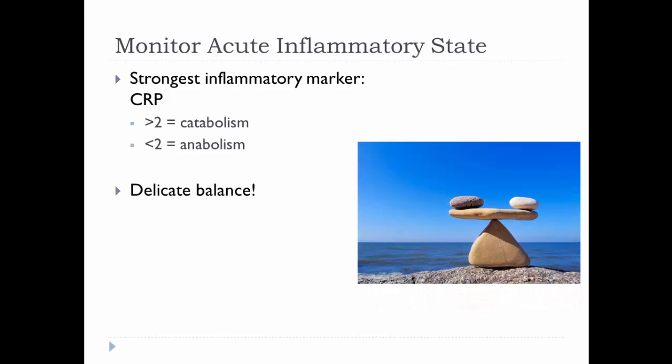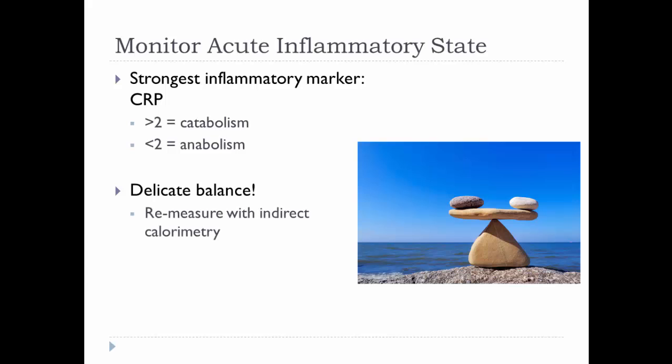So this is a very delicate balance, and we like to monitor these values so we can understand how the patient's illness is recovering, but also how the patient's body is responding to calories in order to utilize them for growth or to utilize them for inflammation.